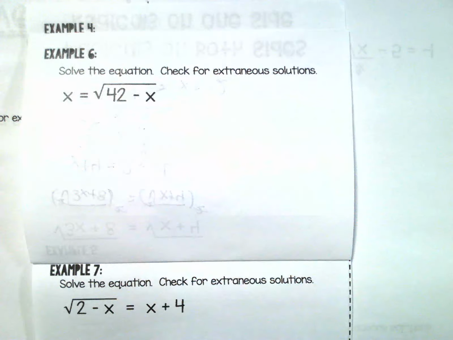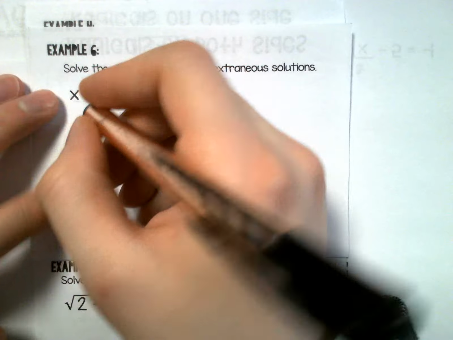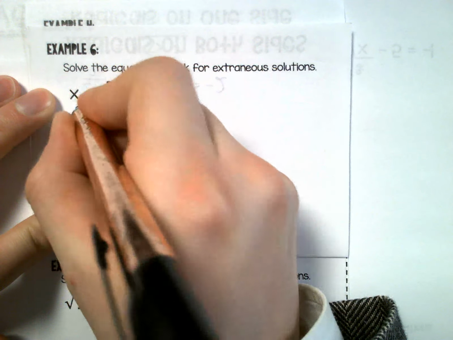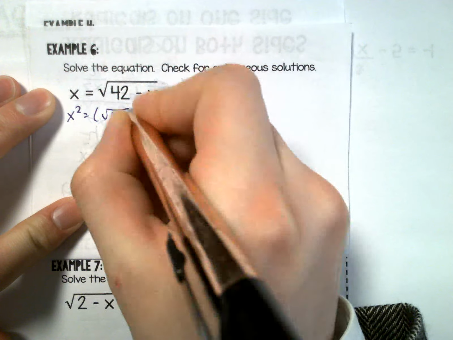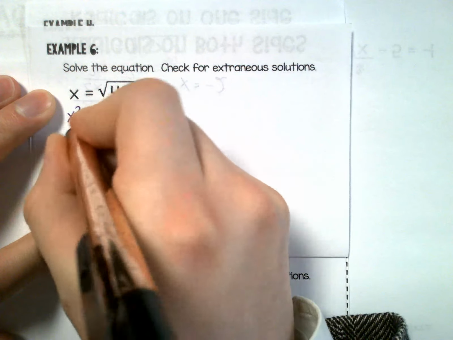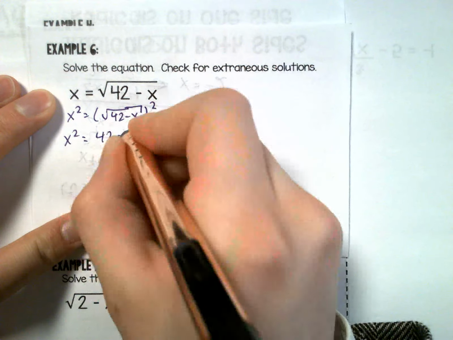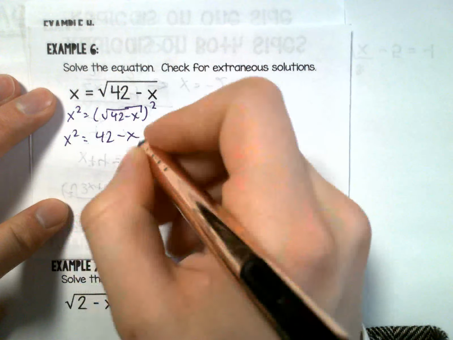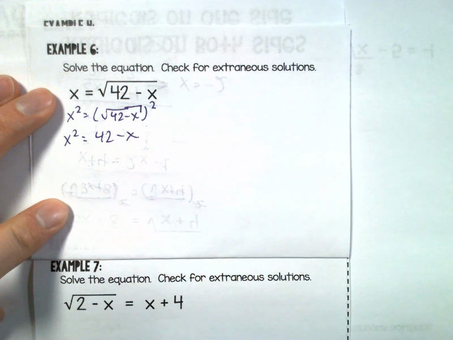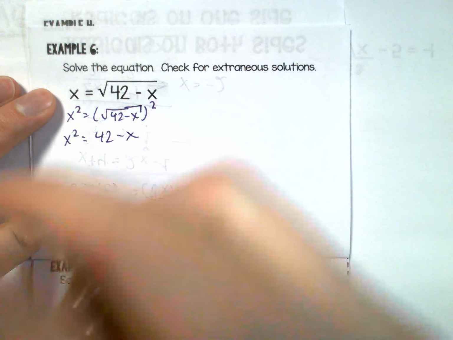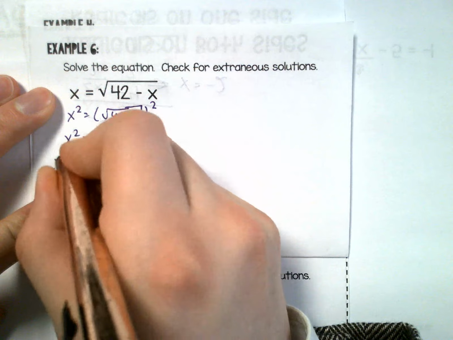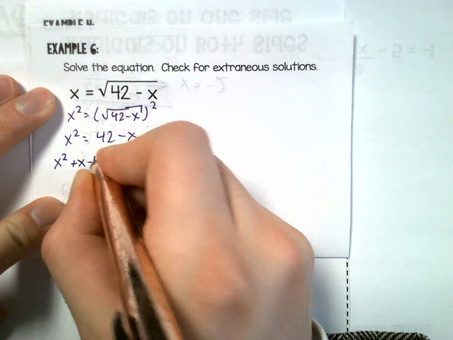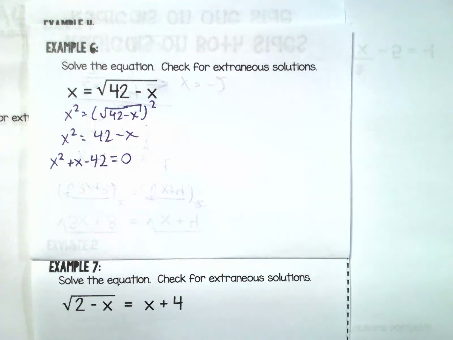Now, let's take a look at some. For example, with this one, we have x equals the square root of 42 minus x. We are going to, first of all, square both sides. We get x squared equals 42 minus x. Then we want to get everything onto one side, because we should notice something about that square. We can't just take the square root of 42 and all that. Nope. You should notice that this is going to turn into a quadratic.